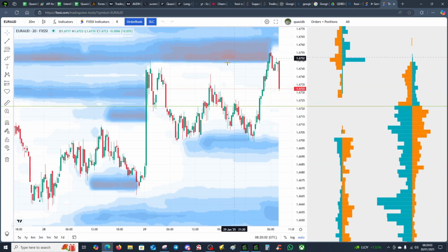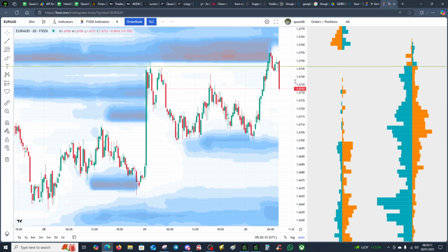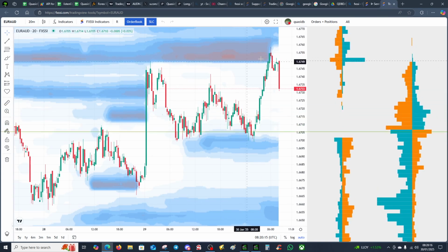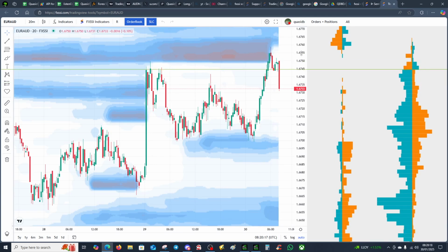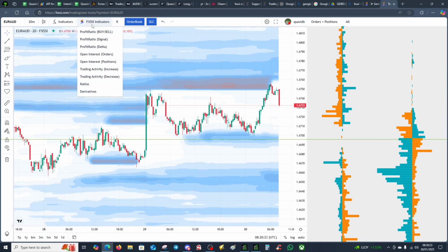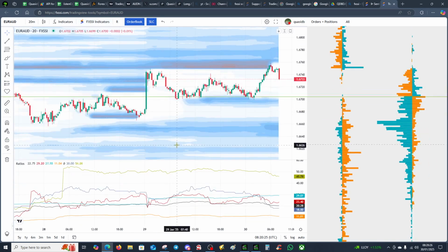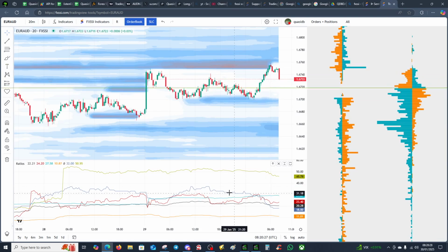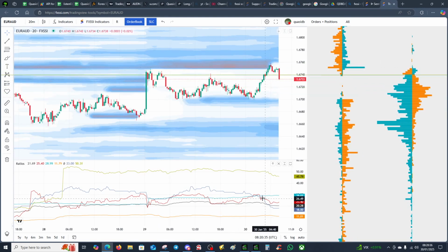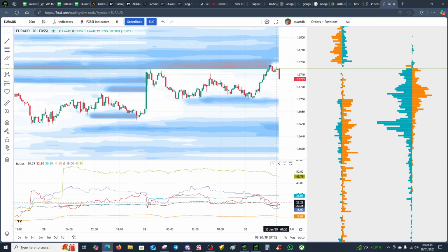Anyway, this is what the heat map feature looks like. Basically, we're looking at rejections of the red area, and the red area is like the congregation of stops. And we're really seeing a movement on the Euro Aussie, and you can probably see why. Because there was an abundant amount of stops up here. Don't forget you can do things like this. What's cool is that we can add the FXSSI indicators as well, which is really cool.